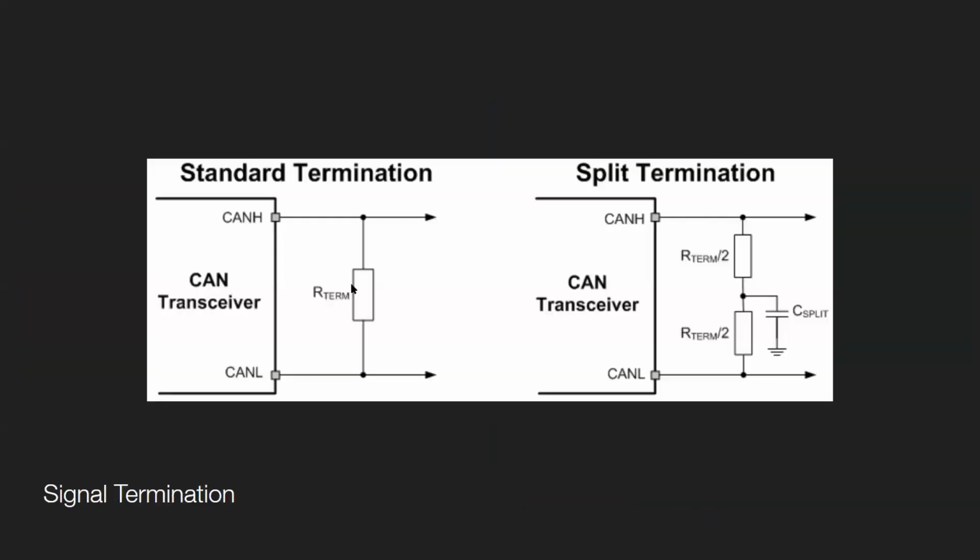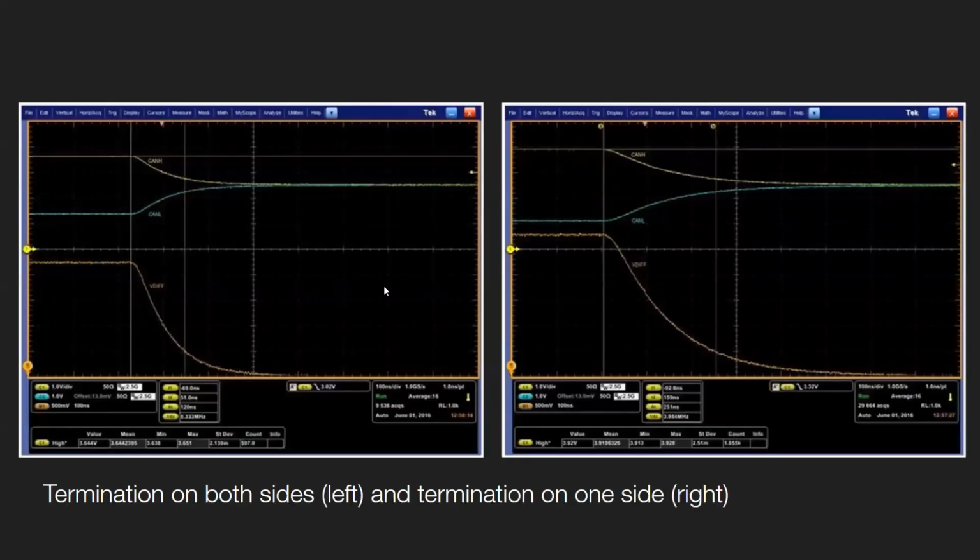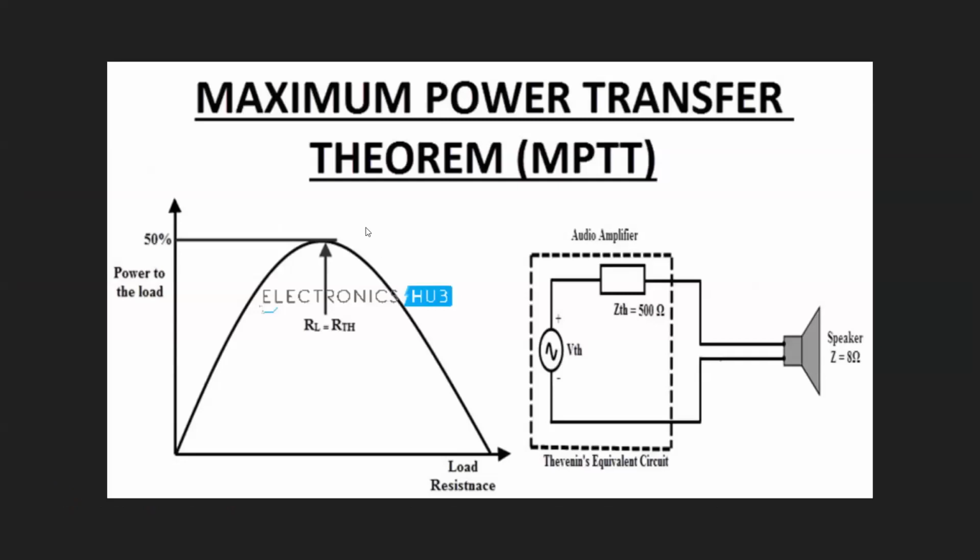So going back to this diagram, a common method of terminating communication lines is to have this resistor here, a termination resistor. The value needs to be carefully chosen, because if you make it too large or too small, it won't work very well. To calculate the optimal termination resistor, there's the maximum power transfer theorem, which states that the maximum power that you can transfer between two loads would be when the loads are equal.